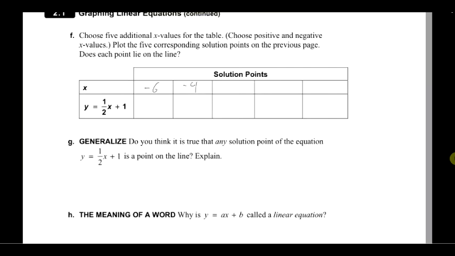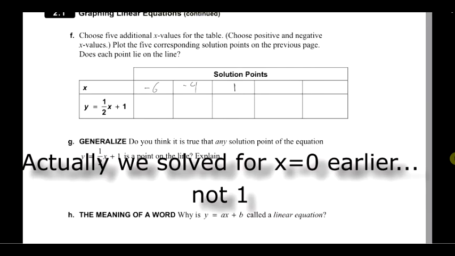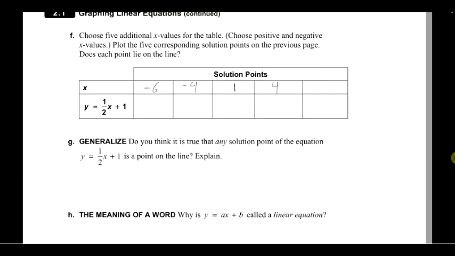-4. We did 1. We did that one already. We saw what it was. No sense in doing it twice. Let's do 4. If we did the negative, we can do the positive for both of these. So, -6, 1/2 parentheses -6 parentheses plus 1. Half times -6 is -3. -3 plus 1 is -2.